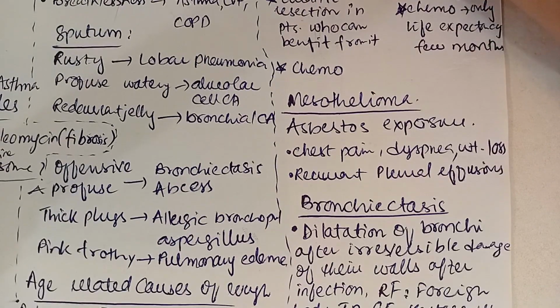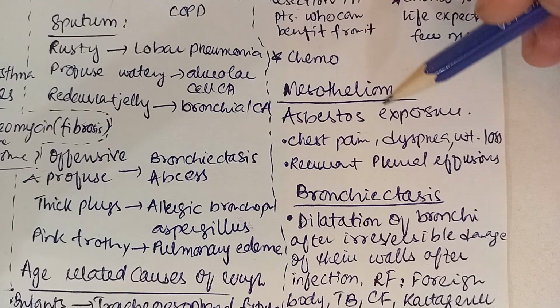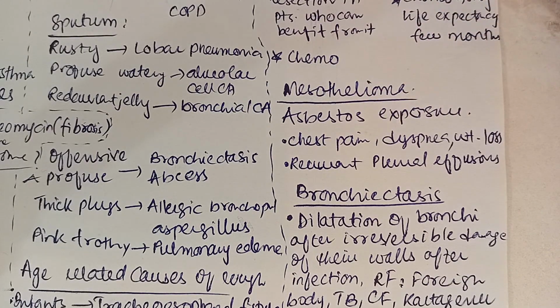Then we have mesothelioma. Mesothelioma is suspected if a patient has asbestos exposure and has chest pain, dyspnea, weight loss, and recurrent pleural effusion. If he is complaining of recurrent pleural effusions, we can consider mesothelioma.